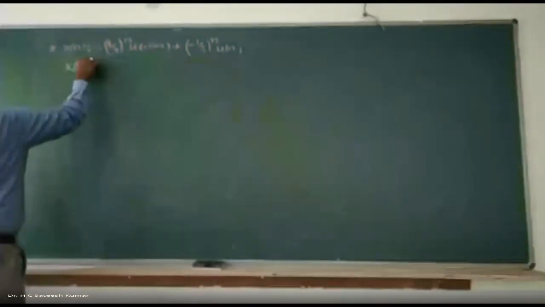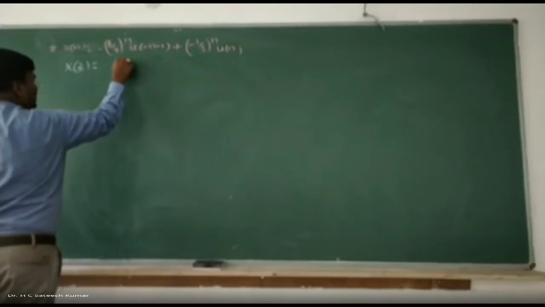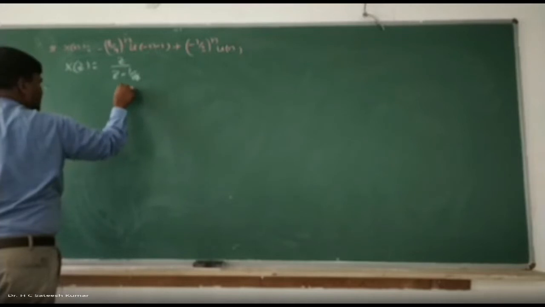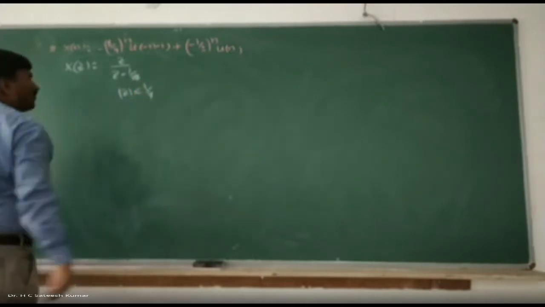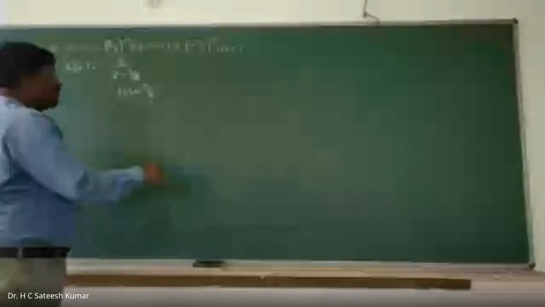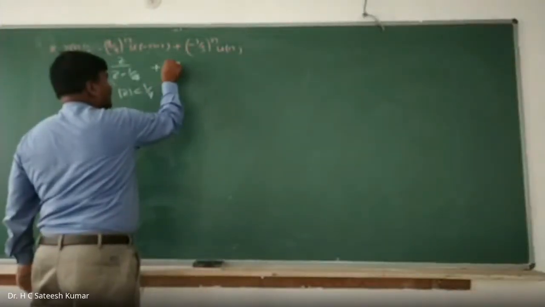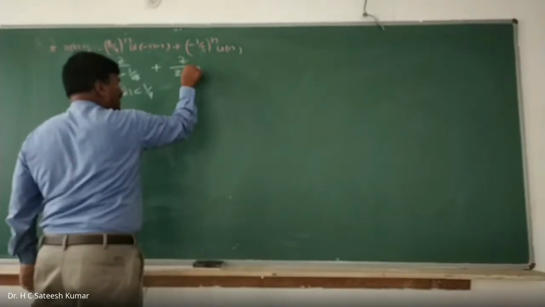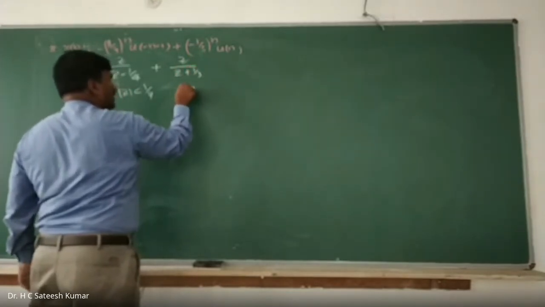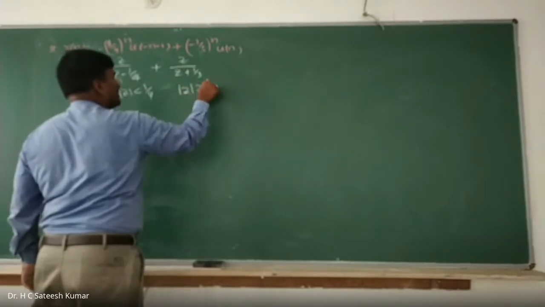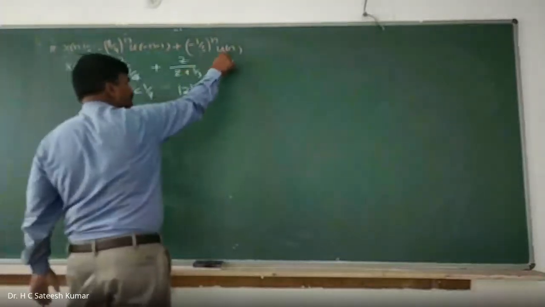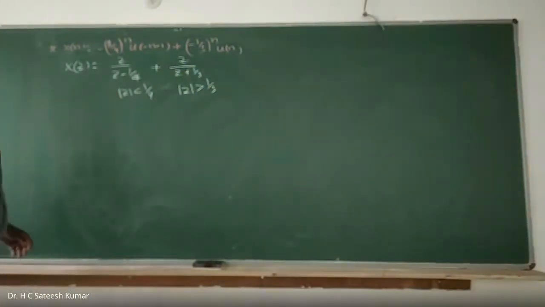What you can do? X of z, directly go for the Z transformation, no need to substitute anything. Z divided by z minus 1 by 4 with ROC, a left-handed sequence now, mod z less than 1 by 4, since we have minus n. Plus, z divided by z minus a, where a is minus 1 by 3, so plus 1 by 3, with ROC mod z greater than 1 by 3, because of this plus n. Right-handed sequence.